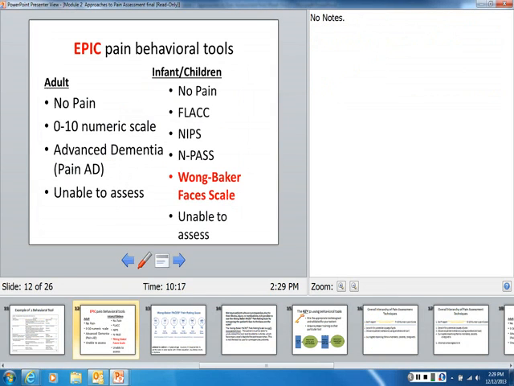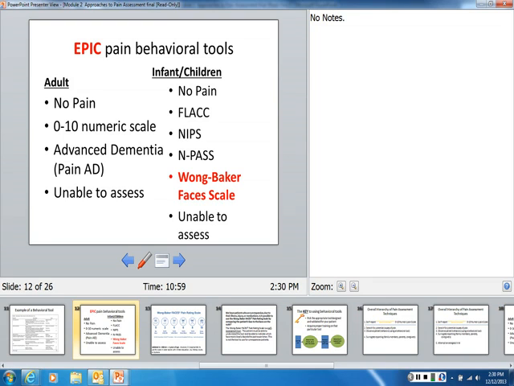Now, Epic has quite a few pain behavioral tools built into the system so that you can do your documentation. Let's look at the choices. In the adult patient, you can pick no pain. You can use the 0 to 10 numeric scale. You can use the advanced dementia scale, and we'll look at that in a second. And you also have a choice to put you're unable to assess. In pediatrics and children, we have the same choices, no pain and unable to assess. And we also have the FLACC scale, the NIPS scale, and the NCCPC scale, which we'll look at in just a second. And then there's the Wong-Baker FACES scale.